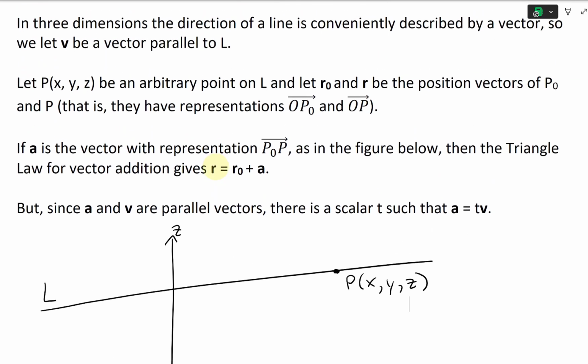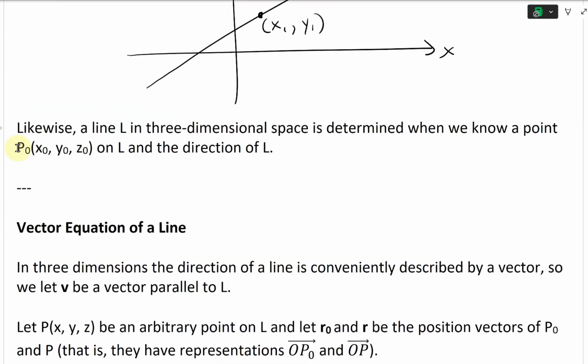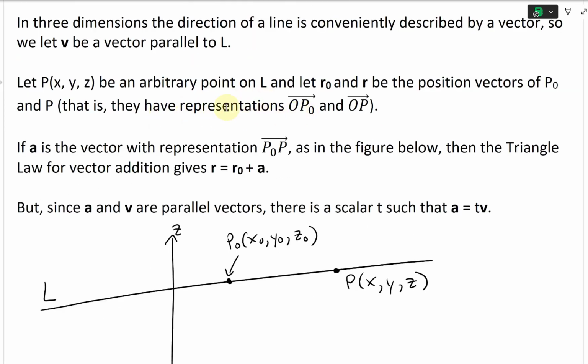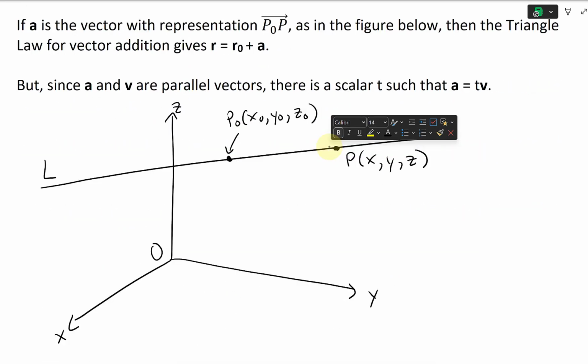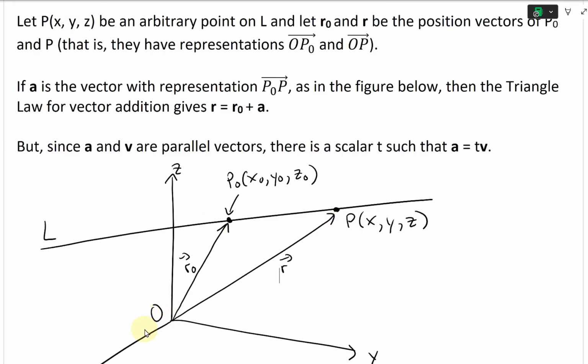So we have x, y, z as an arbitrary point on L, and let r naught and r be the position vectors of P naught and P. P naught is again just a point on L as well. So this is an arbitrary point on L, and there's the other one, our starting point. Let's say we had a point right here, and we'll call this P naught, and this is going to be (x naught, y naught, z naught). And this is the origin, so let's draw the origin. The representations are OP naught, that's our r naught vector, so it goes from the origin all the way to here. That's r naught. And then this one here is our r vector. This is from O to P, and this is from O to P naught.